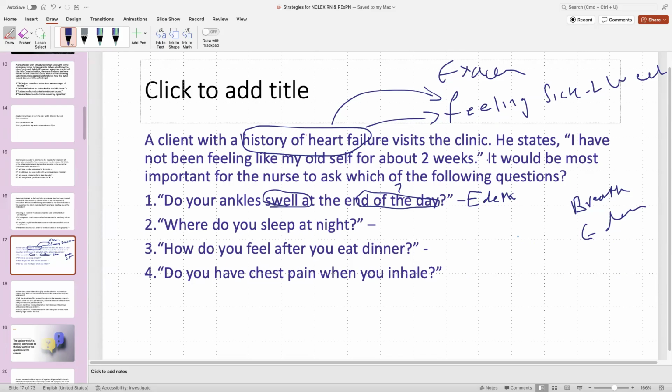Where do you sleep at night? Is there anything to do with heart failure? Does that have anything to do with breathing problem, or is there anything to do with edema problem? Where do you sleep at night? Are you sure? No? Okay.